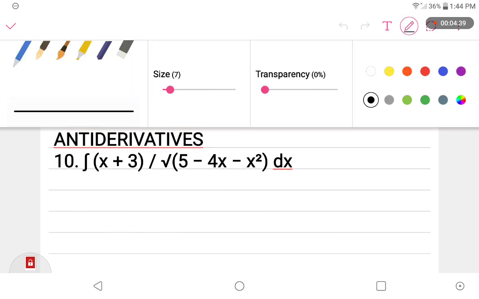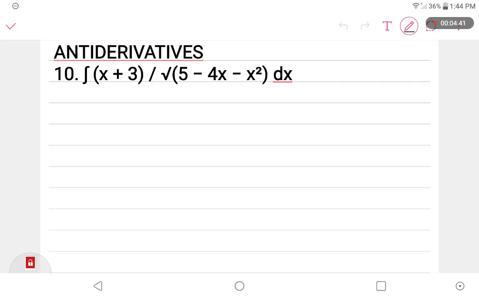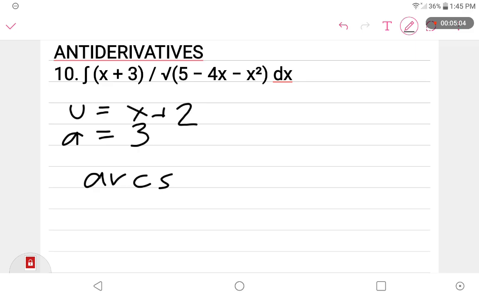Now, for the second integral. This matches our standard rule for arcsine. The integral of 1 over the square root of a² minus u² du is arcsine of u over a. Here u is x + 2 and a is 3. So this becomes arcsine of the quantity (x + 2) over 3.